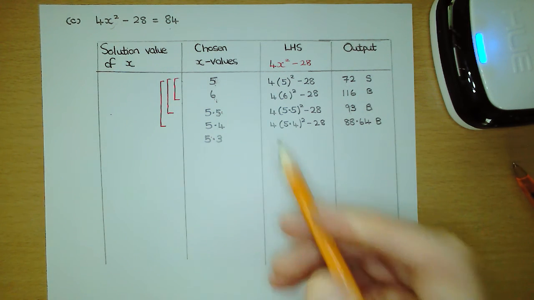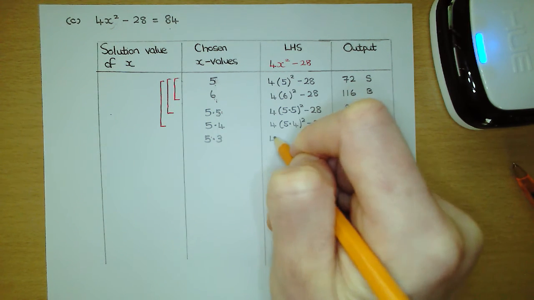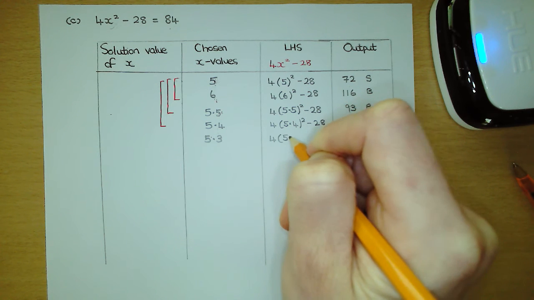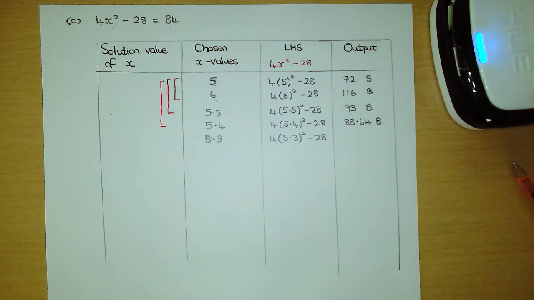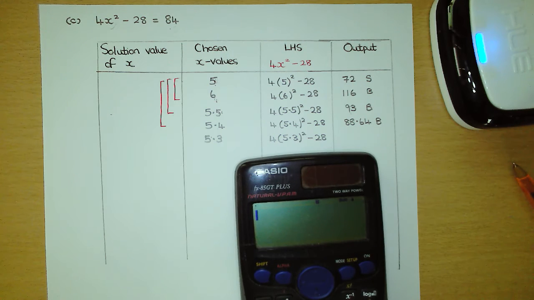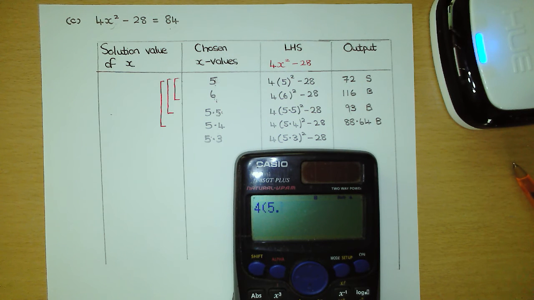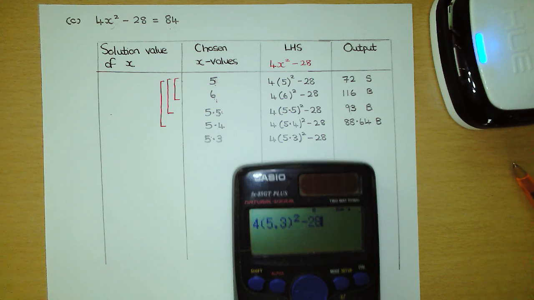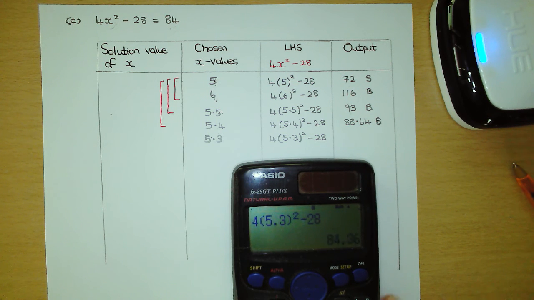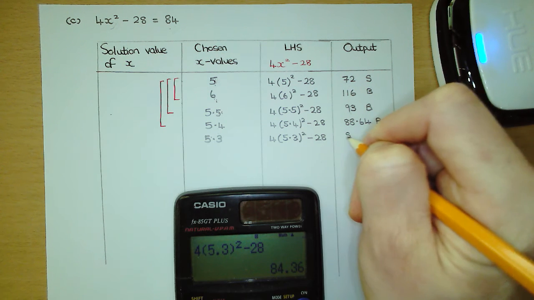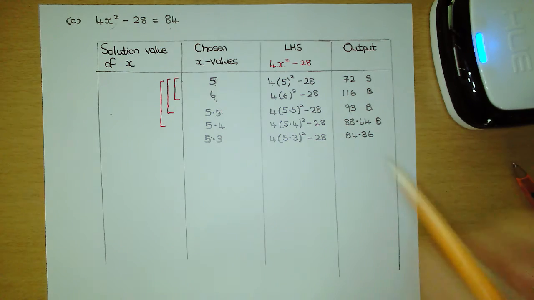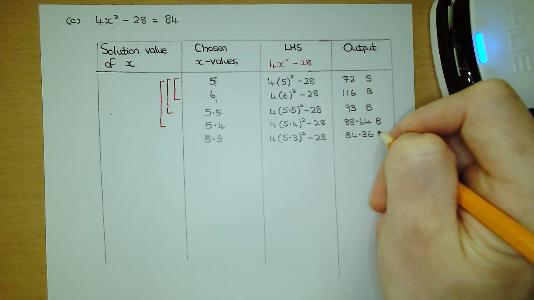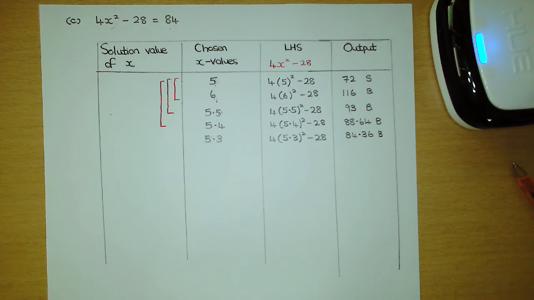So again, we're going to chuck 5.3 into the left hand side. And then type it into your calculator once more. Hit our SD button, and that's going to give us 84.36, which is just slightly bigger than the target number. So we have to recalculate the gap again.